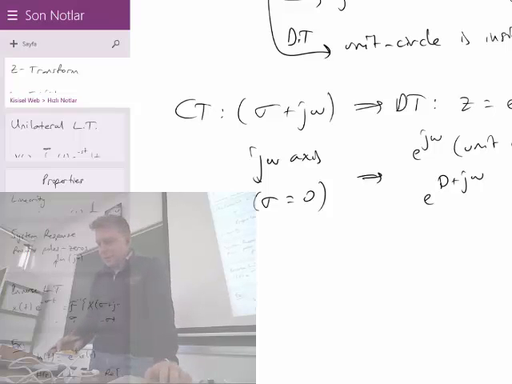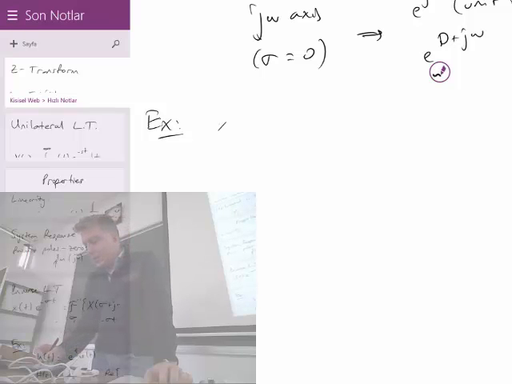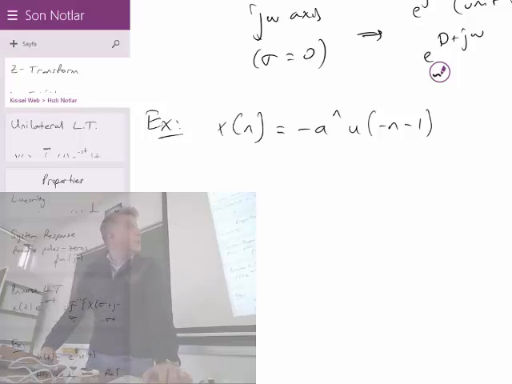And now I'm going to show you, for this hour's last example, an awkward example and a surprising one, and then you will see why we need the region of convergence, just like why we need the region of convergence in the Laplace case. Now this is minus a to the power n, u of minus n minus 1. That minus 1 is a shift, but u of minus n is a negatively expanding sequence.